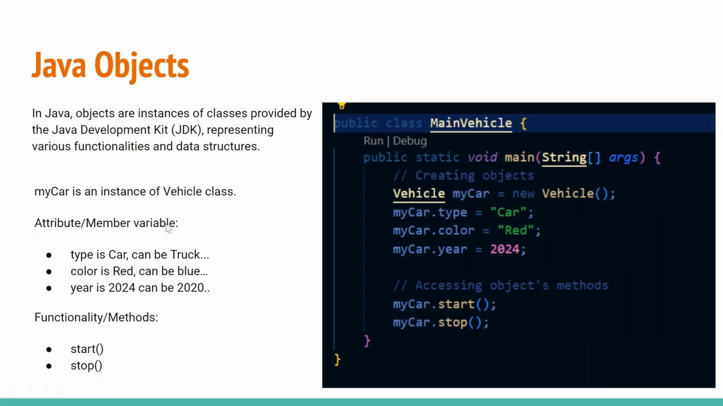How do we create an instance of a class? Like int i = 10 is a primitive data type, we assign the value. How do we do that for classes? How do we create an object of the class? Vehicle is the class, myCar is the object. This is how we create the object. We assign the values: object dot type equals car, object dot color, the member variable, is red, object dot year is 2024. The way we call these methods is using the object name dot start and stop.